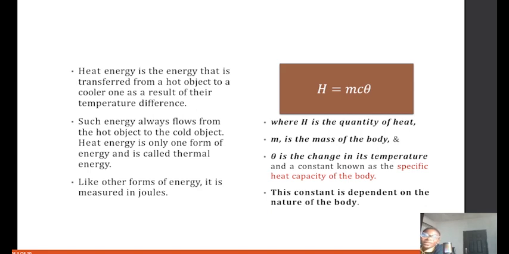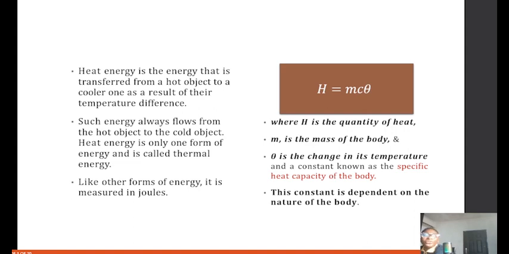The hotter object's temperature will drop because it's now in contact with a colder body, and the cold body will have an increase in temperature. So this transfer of hotness and coldness is what is called heat energy. Heat energy is the energy that is transferred from a hot object to a cooler one as a result of their temperature difference. Such energy always flows from the hot object to the cold object.